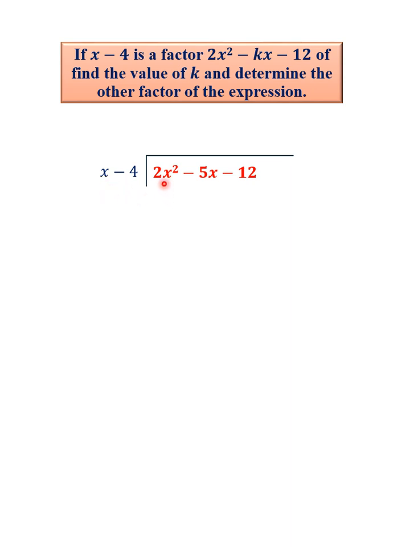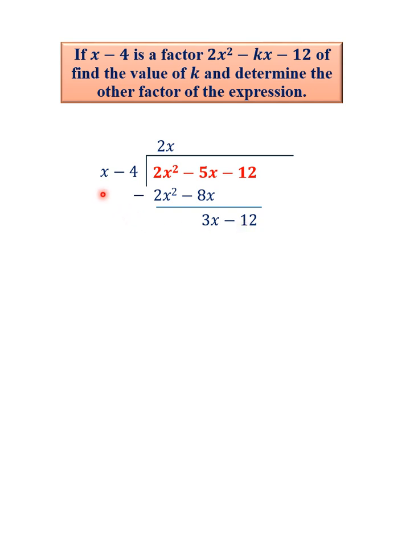So x into 2x squared, you are going to get 2x. 2x times x gives you 2x squared. 2x times negative 4 gives negative 8x. Of course, we subtract. So 2x squared minus 2x squared is 0. Minus 5x minus negative 8x is minus 5x plus 8x, and that is 3x. We bring this negative 12 down to give us 3x minus 12.